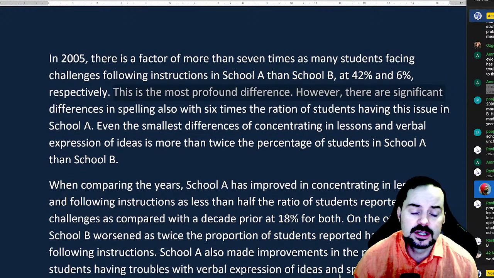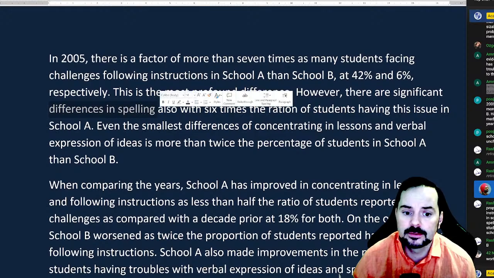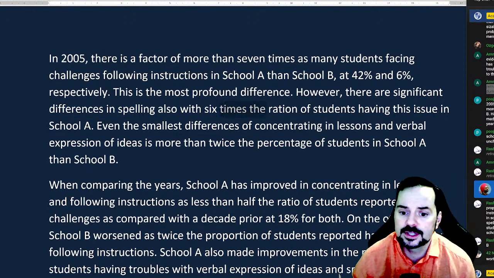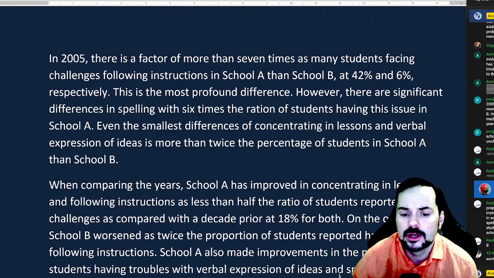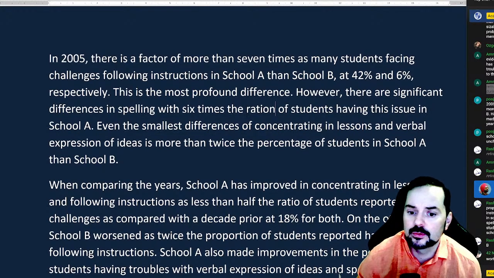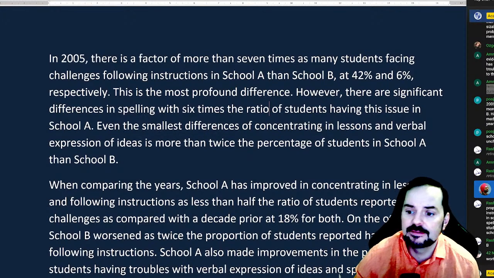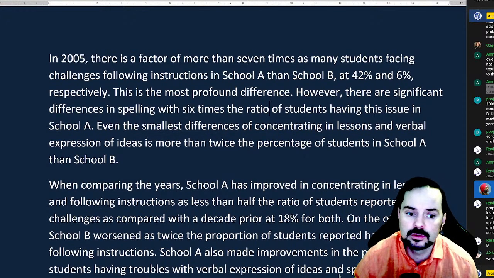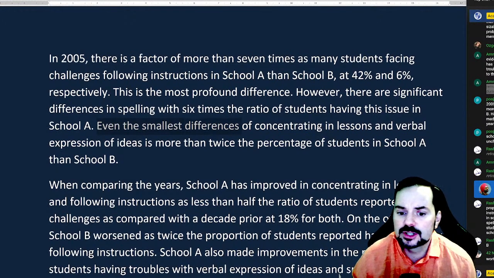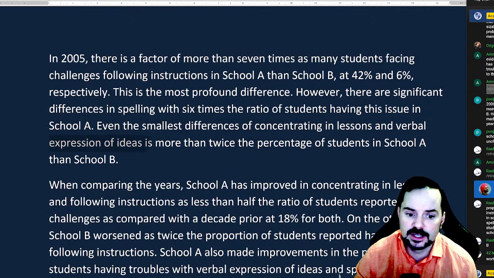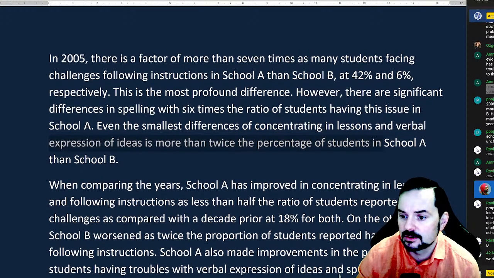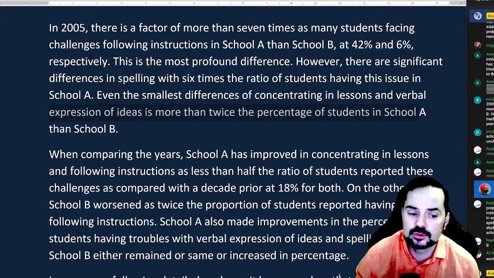However, there are significant differences in spelling. Also, with 6 times, we don't need also. We want to be concise. With 6 times the ratio of students having this issue in School A. Even the smallest differences of concentrating in lessons and verbal expression of ideas is more than twice the percentage of students in School A than School B.